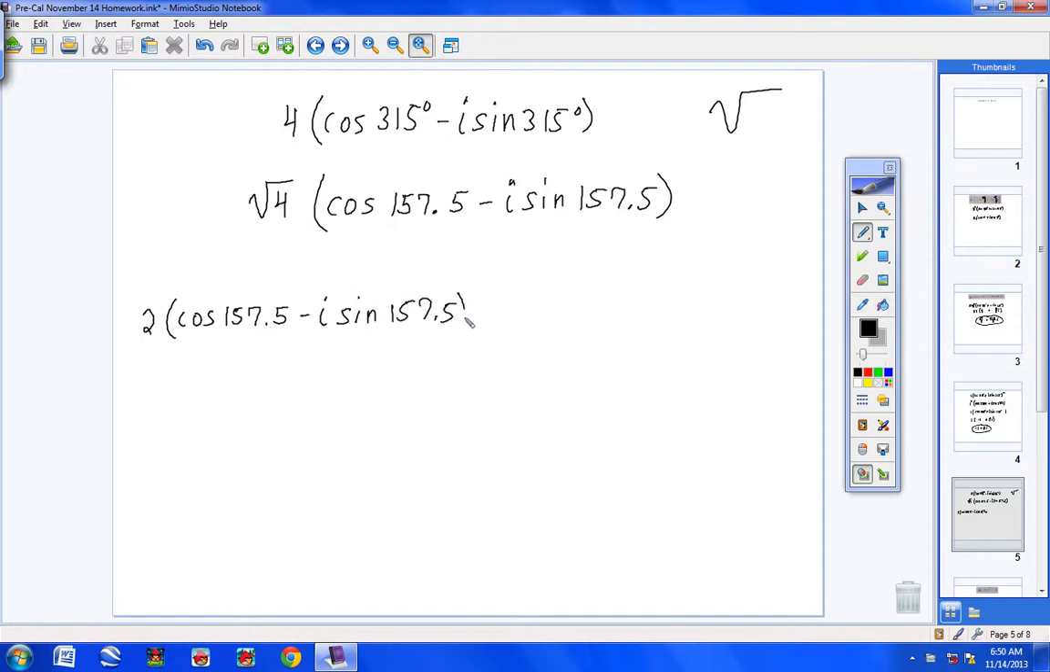157.5. Now remember, we're finding the square root of this, and that means there'll be 2 answers. If it was the cubed root, there'd be 3 answers. So here's one answer here. All right, now let's find the other answer.